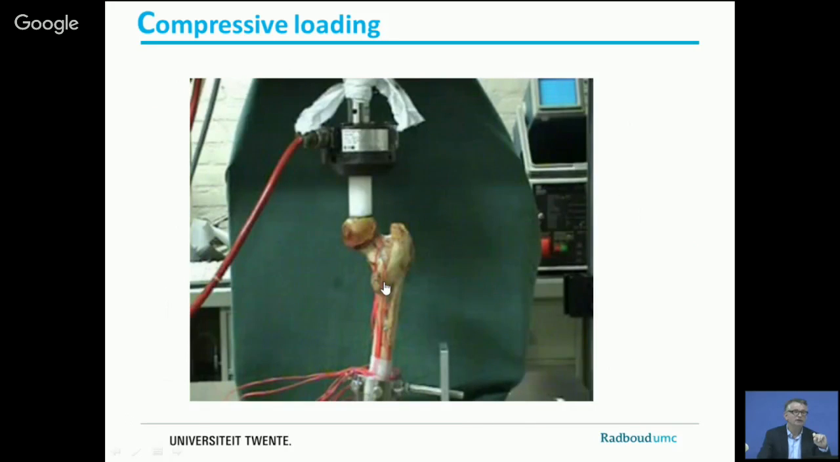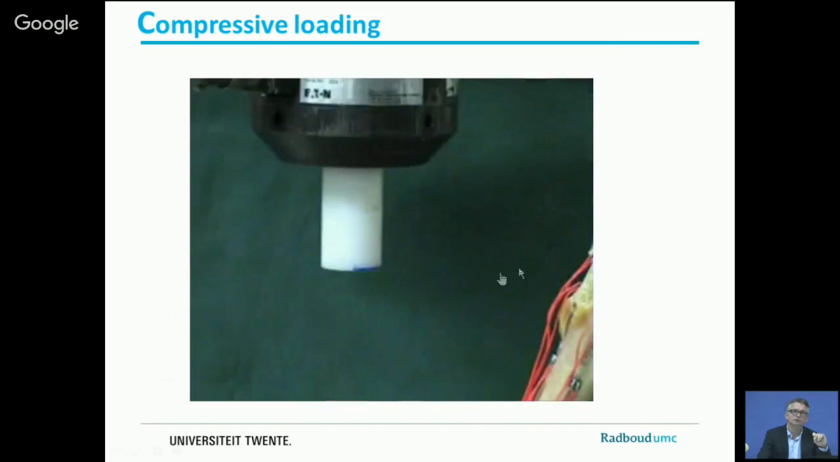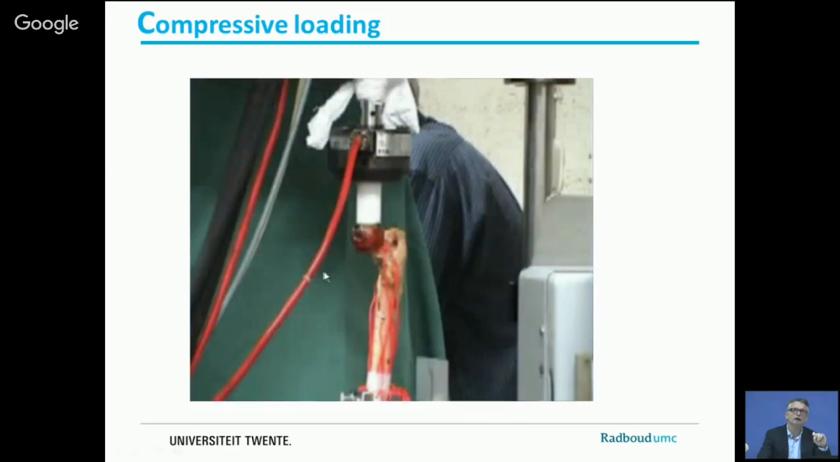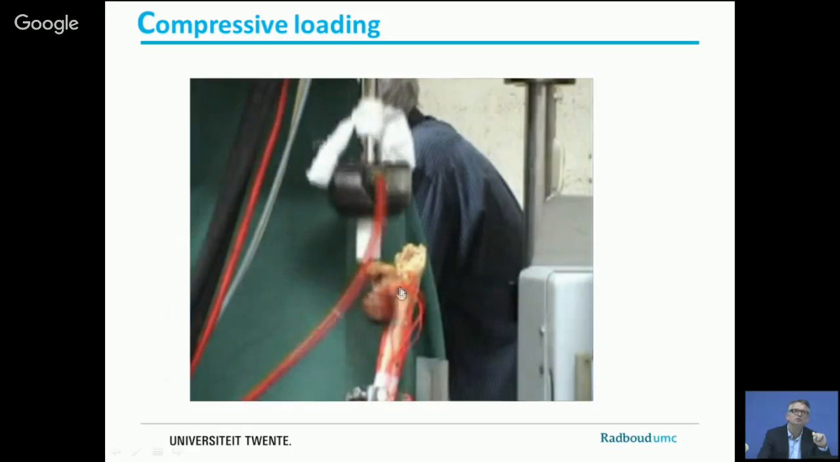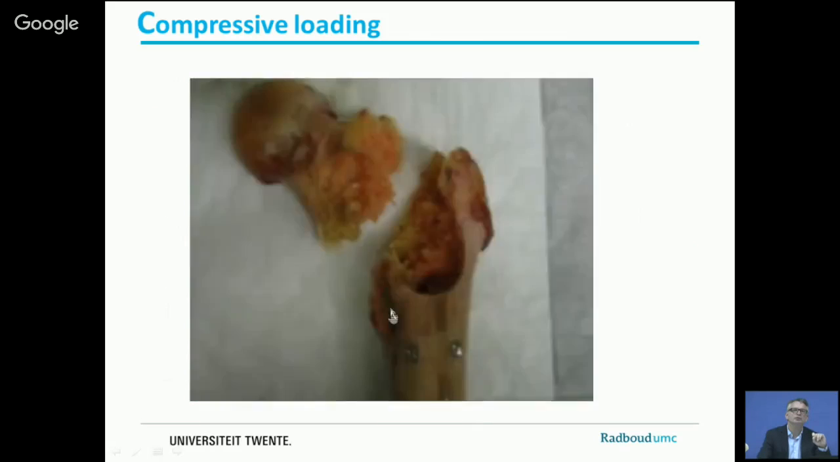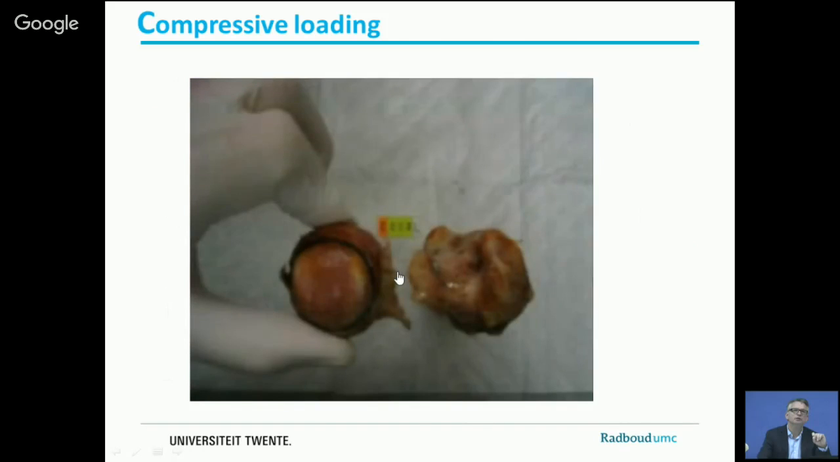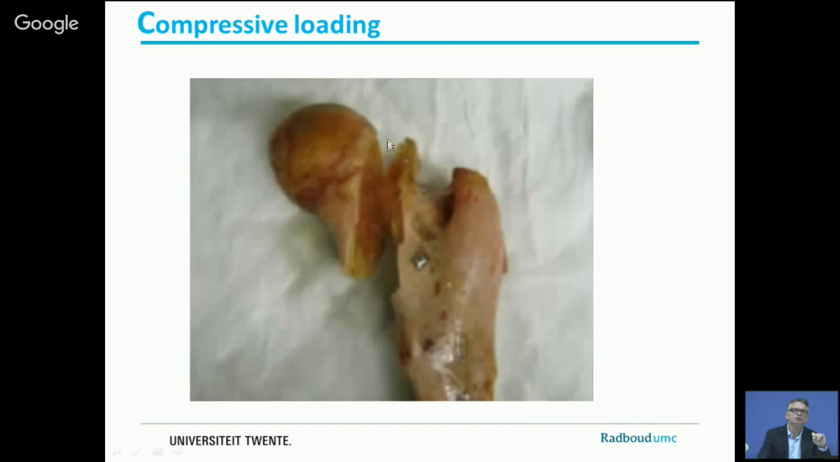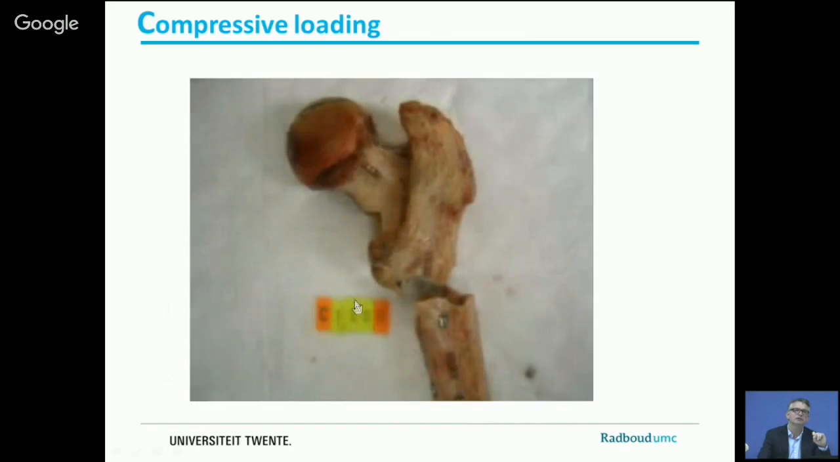Okay, so this is a movie of how we test then the bones. So this is an intact bone without a hole. This is a bone here that has a lesion here. So we determine the strength of the bones. What you also saw, so we determine also how it breaks. You can see here it breaks through the metastatic lesion.